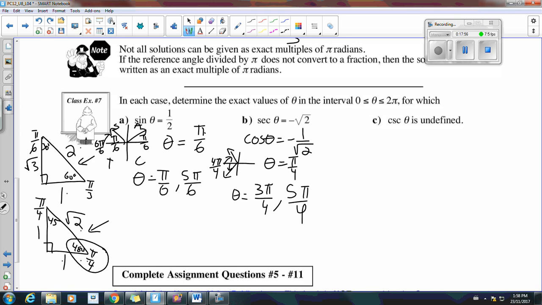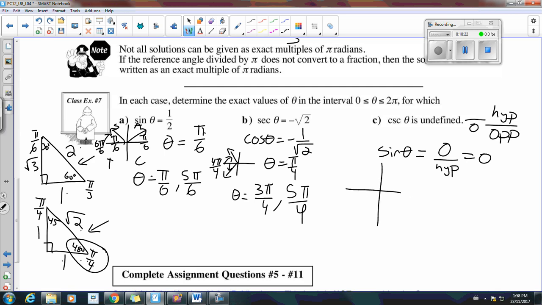Last one, where is cosecant undefined? Well, remember, cosecant means we divided it by 0. Cosecant is the hypotenuse over the opposite. So that means sine must be 0 over the hypotenuse, which is just 0. Now this is a case that is not in our special triangles, so we can go to our calculator, or we can think of it like we did a few minutes ago.